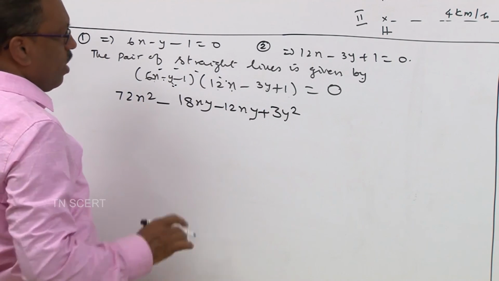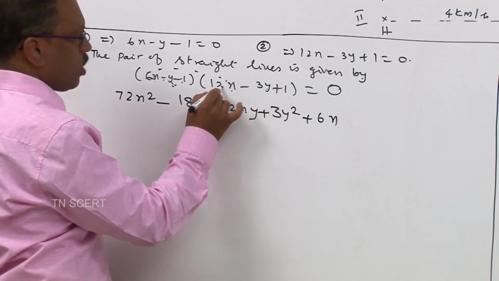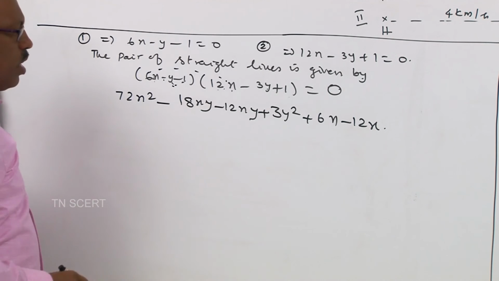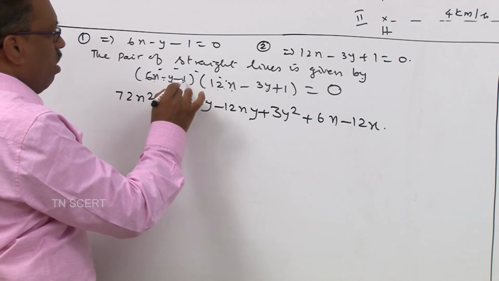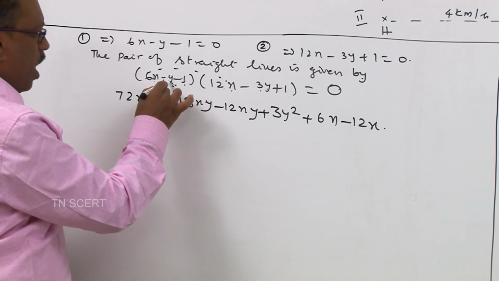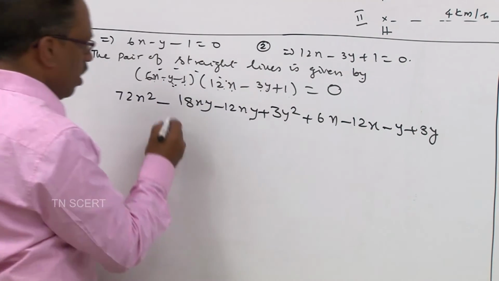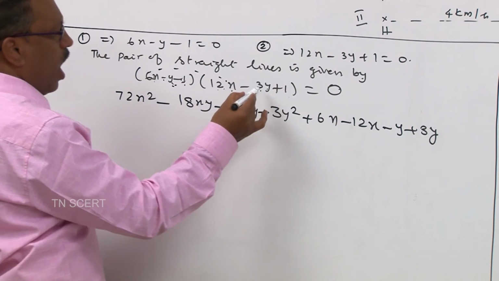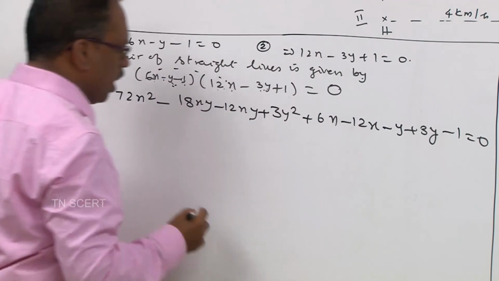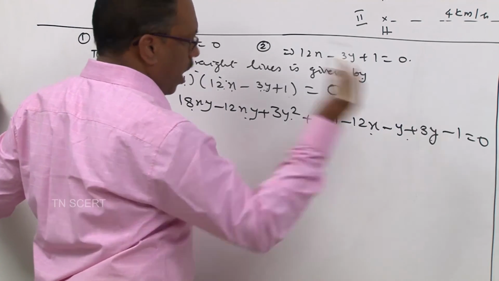Now x and 1, it is plus 6x. Minus 1 and this plus x, it is minus 12x. Now for y, minus 1, this plus 3. See, minus y, this one is minus y, and then plus 3y. And minus 1 and this minus 3y plus 3y. This is minus 1. Totally how many terms here? 1, 2, 3, 4, 5, 6, 7, 8, 9.